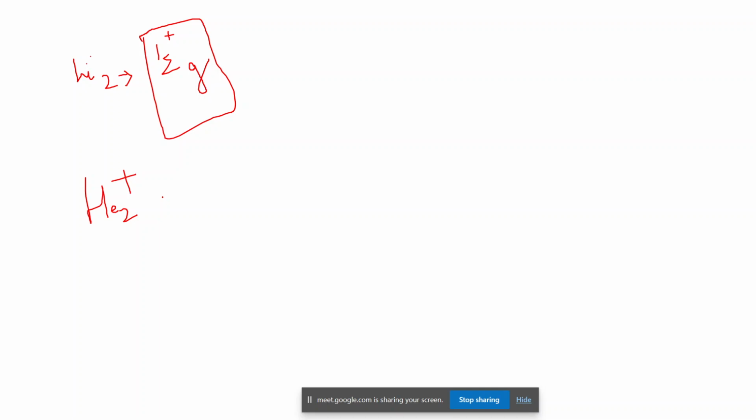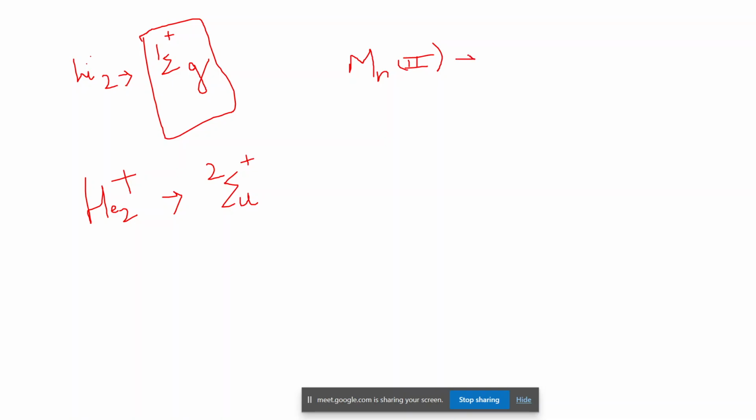Two sigma mu. Correct. Sorry. 2 sigma mu plus. Correct. It's 2 sigma u plus. And if I am asking for, suppose, manganese 2 positive ions, just tell me the ground state symbol for this.